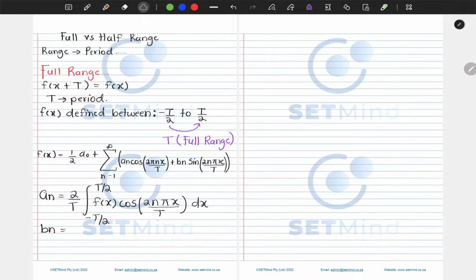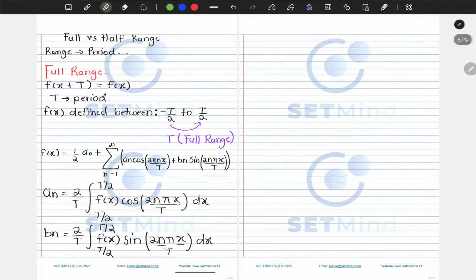For Bn, we'll have something similar, where we'll have our 2 over t, and then you'll have your integral from negative t over 2 to t over 2, and you'll have your function f of x, and this will be multiplied by sine of 2n pi x over t dx. Okay? And what I need you to note is that whenever we are dealing with our full range, we'll be moving from negative t over 2 to positive t over 2.